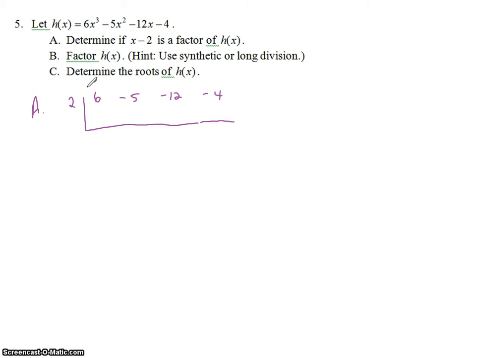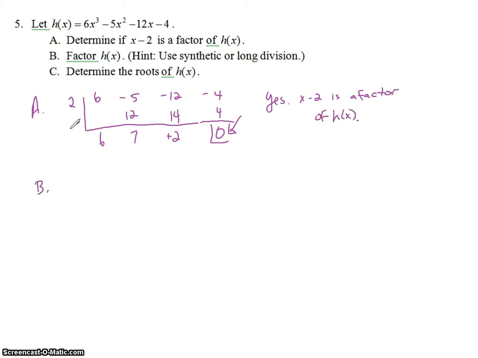I'm going to use 2. So 6, and we're going to get 12. We're going to get 7, 14, negative 2, positive 2, 4, and 0, which is great. When the remainder is 0, then that tells us that this is a factor. So yes, x minus 2 is a factor of h of x.